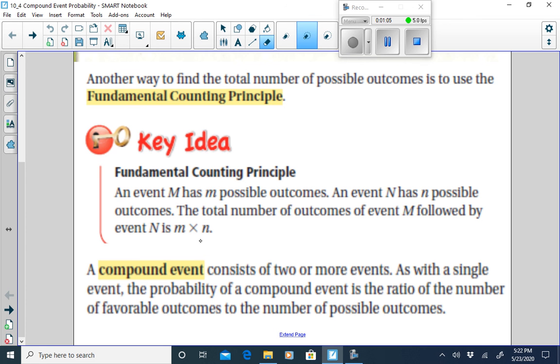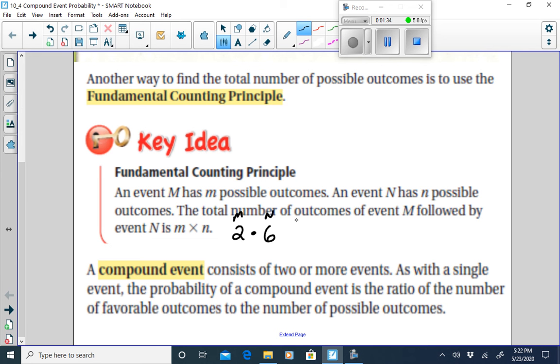Now, what does that mean in regular language? That means something like this: flipping a coin, right? If you flip a coin, there are two possible outcomes. When you flip a coin, you have heads and you have tails. So there are two possible outcomes for the coin flip. If you're rolling a number cube, a six-sided number cube, there are six possible outcomes. So let's say this is event M. That's event M. This is event N.